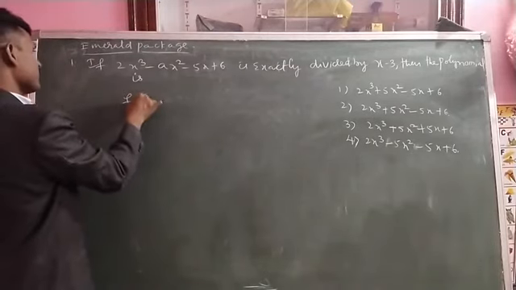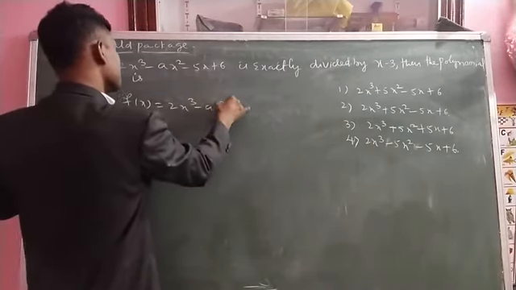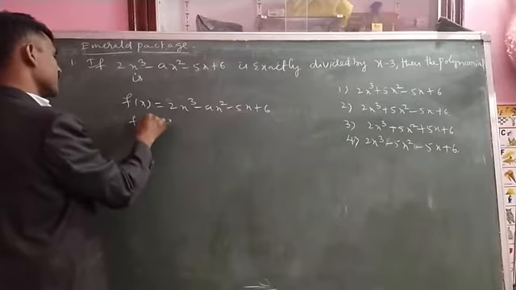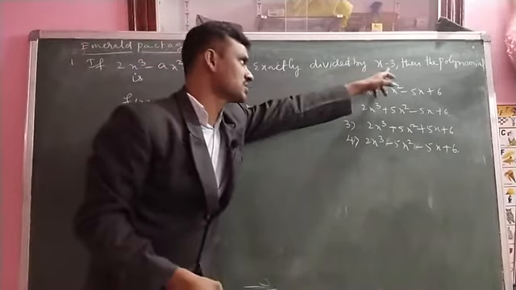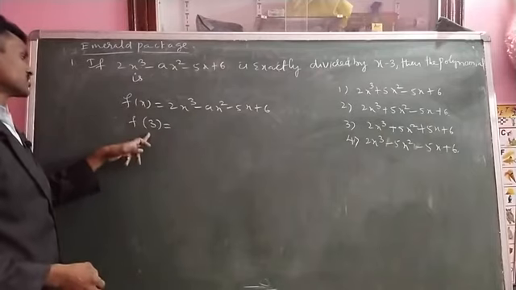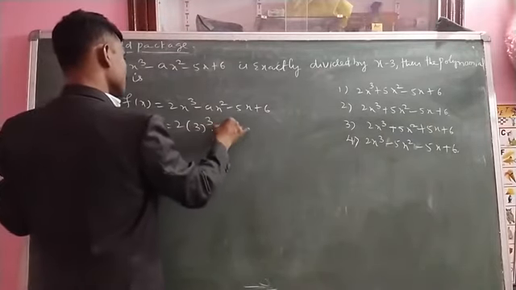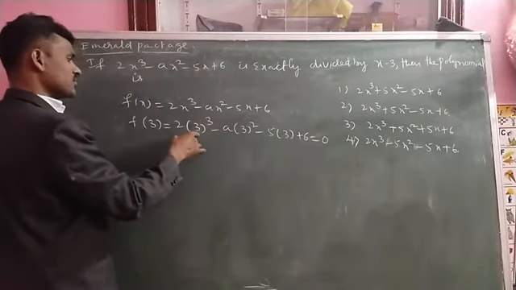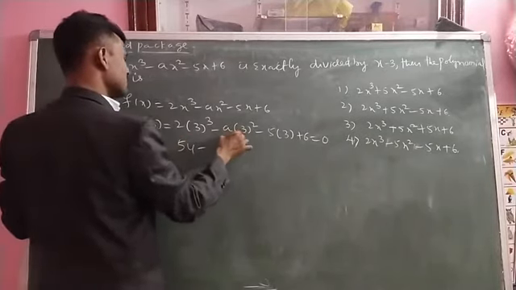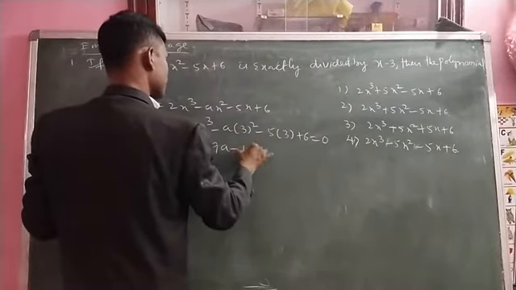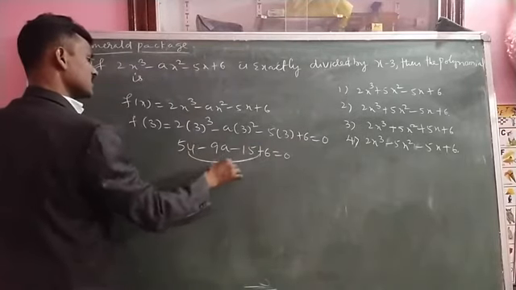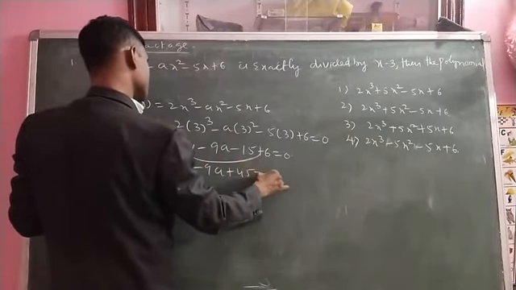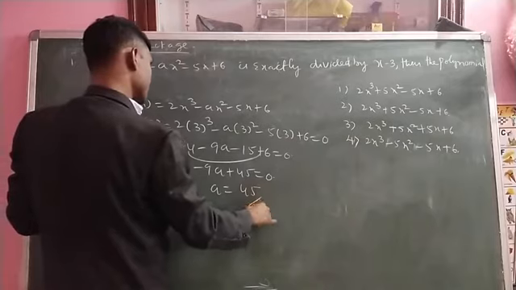Now you can write f of x is equal to 2x cube minus ax square minus 5x plus 6. It is divisible by x minus 3, meaning the remainder is 0. Then f of 3, since the zero of x minus 3 is x equal to 3. Substitute x with 3: 2 into 3 cube minus a into 3 square minus 5 into 3 plus 6 is equal to 0. 3 cube is 27, into 2 is 54, minus 3 square is 9, 9 into a is 9a, 3 fives are 15, plus 6 is equal to 0. Now 60 minus 15 is 45, so minus 9a plus 45 is equal to 0. a is equal to 45 by 9, which is 5.